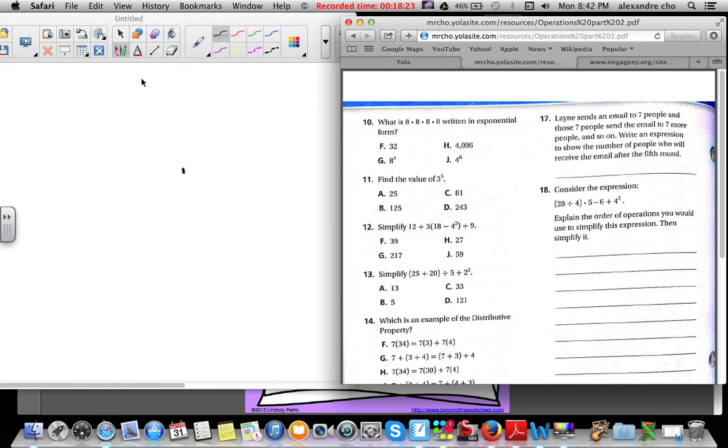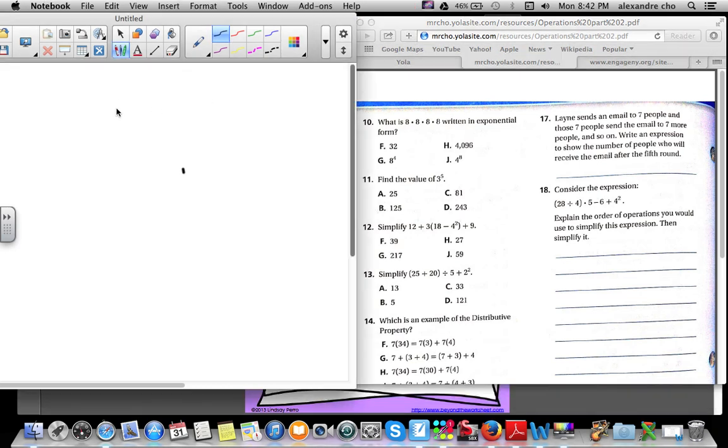17. Lane sends an email to 7 people, and those 7 people send an email to 7 more people, and so on and so on. Write an expression to show the number of people who will receive the email after the 5th round. All right. Well, these 7 people, it's multiplication. 5th round, it says, yeah.